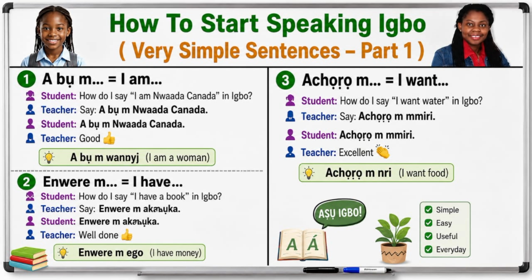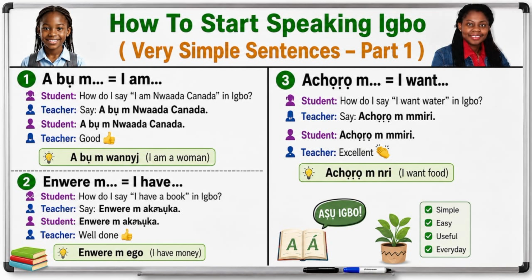In Igbo sentence building, always remember Abum, I am. Enwerem, I have. Achọrọ, I want. These are your foundation for speaking Igbo.